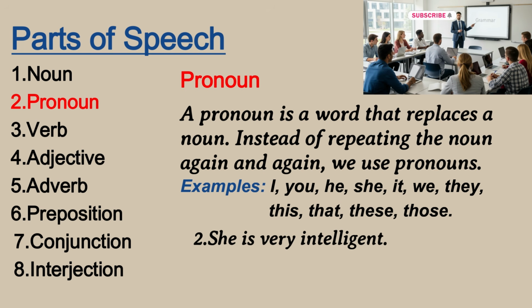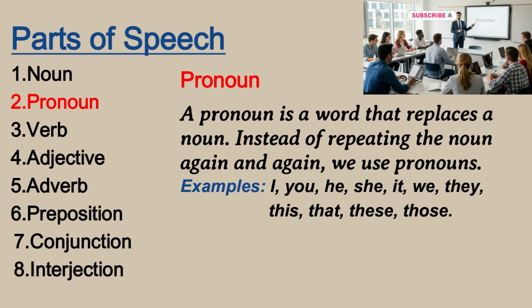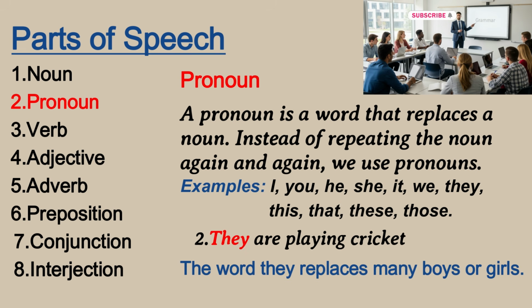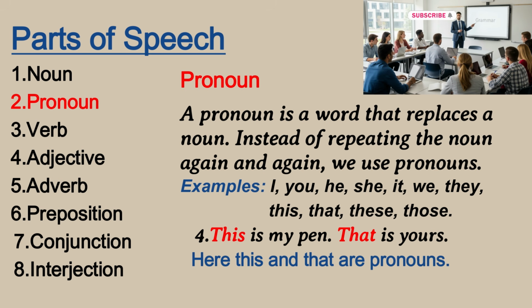Sentence 2. She is very intelligent. The word she replaces a girl's name. Sentence 3. They are playing cricket. The word they replaces many boys or girls. Sentence 4. This is my pen. That is yours. Here, this and that are pronouns.